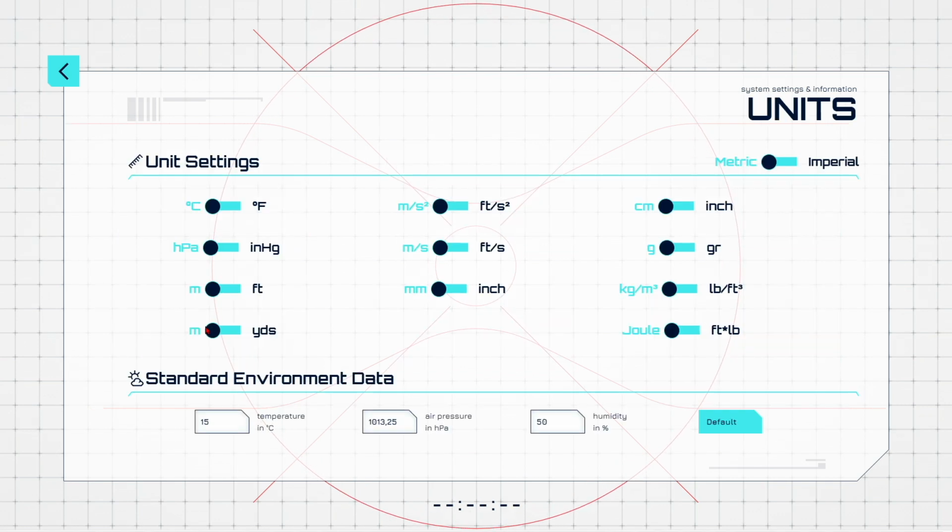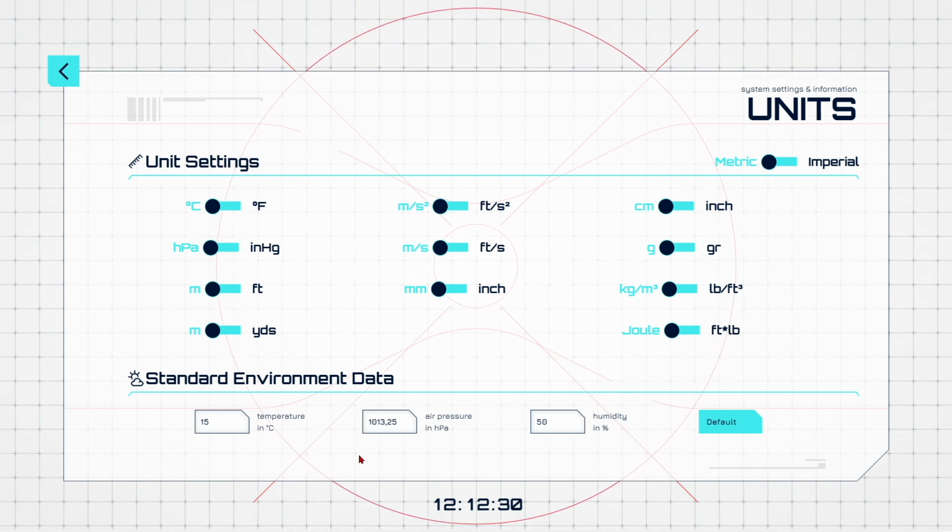And now we go to the units and the environment settings here. This is a very simple system here, because you can select for each unit whether you want to use the metric or the imperial system. At the top right corner here, you can see that you can switch every single unit from metric to imperial or vice versa, or we can select the individual units to switch between.